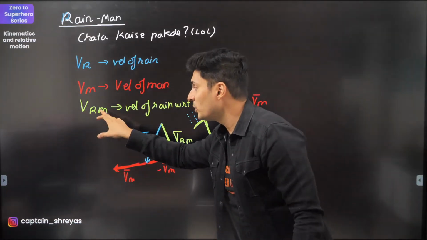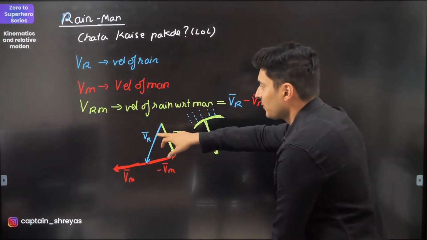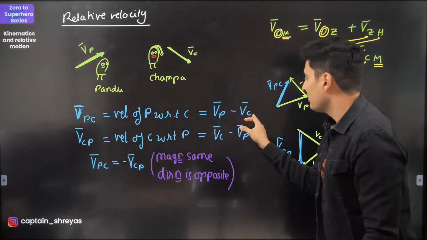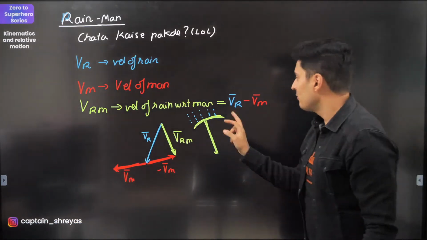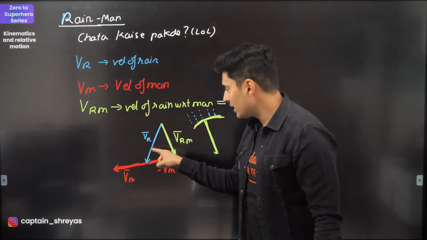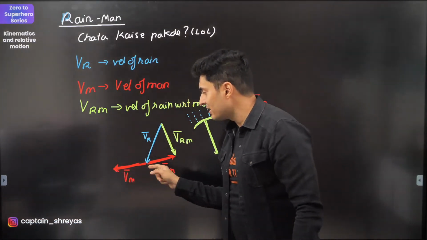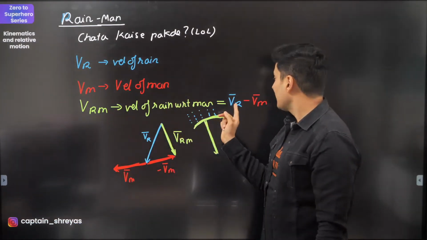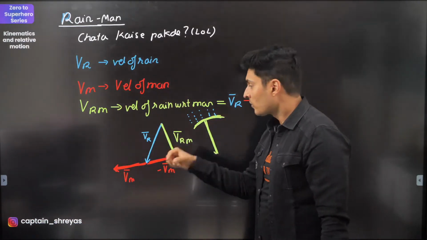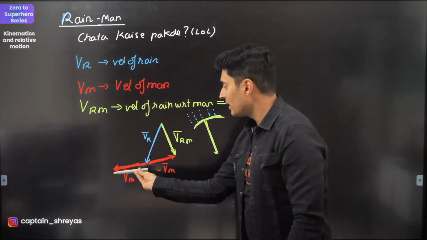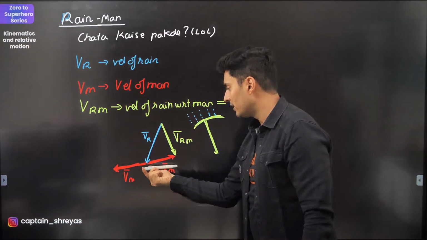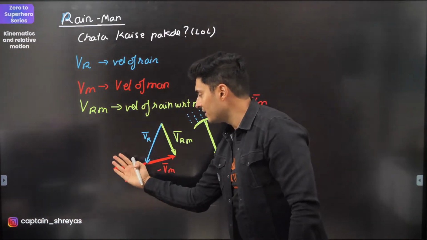VRM, V12 is V1 minus V2, I just told you about it. VRM or V12 is V1 minus V2. So VRM will be VR minus VM. So if you know the rain is falling this way, the person is traveling this way, VR minus VM. So negate which vector? It is a negative of VM. So the VM vector has to be inverted. VR vector you keep, VM vector you flip. This is minus VM.